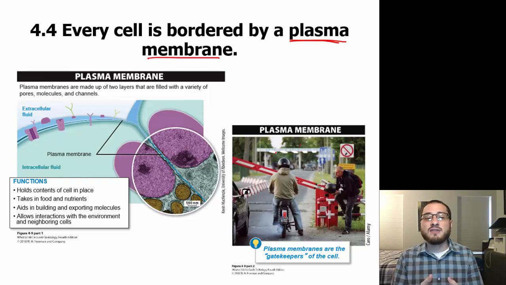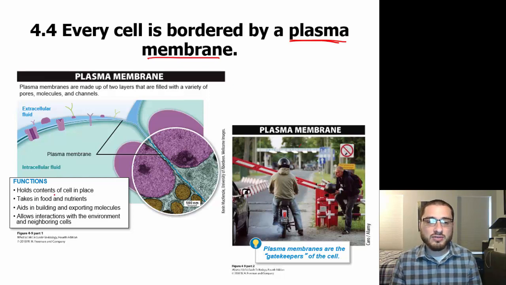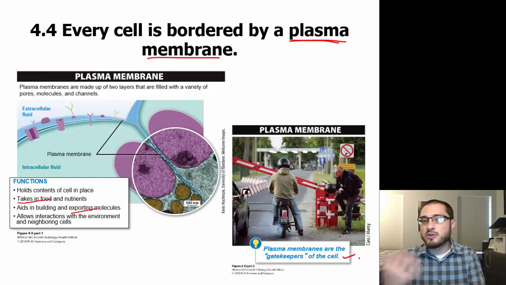inside and everything that you want outside to stay outside, and it's going to control what comes in and what goes out. So the functions include to hold the contents of the cell, takes in food and nutrients, aids in building and exporting the molecules. So not only is it taking in things, but it's making sure that you're getting rid of things, and it allows interactions with the environment and the neighboring cells, or the cells that are close to it, or the cells that make up that tissue. So we like to refer to the plasma membrane as the gatekeeper of the cell. It is what is saying what's going to be allowed in and what's going to be exported out.